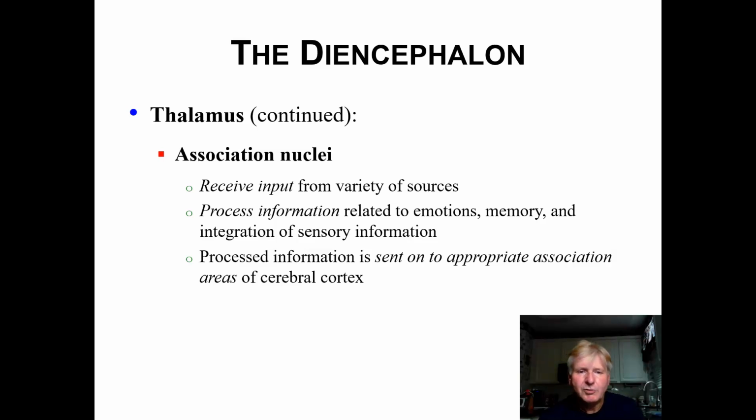So the association nuclei in the thalamus receive input from a variety of sources. They process information related to emotion, memory, and sensory information integration. That processed information then is sent on to its appropriate association area of the cerebral cortex. So the thalamus serves as kind of a sorting out area.